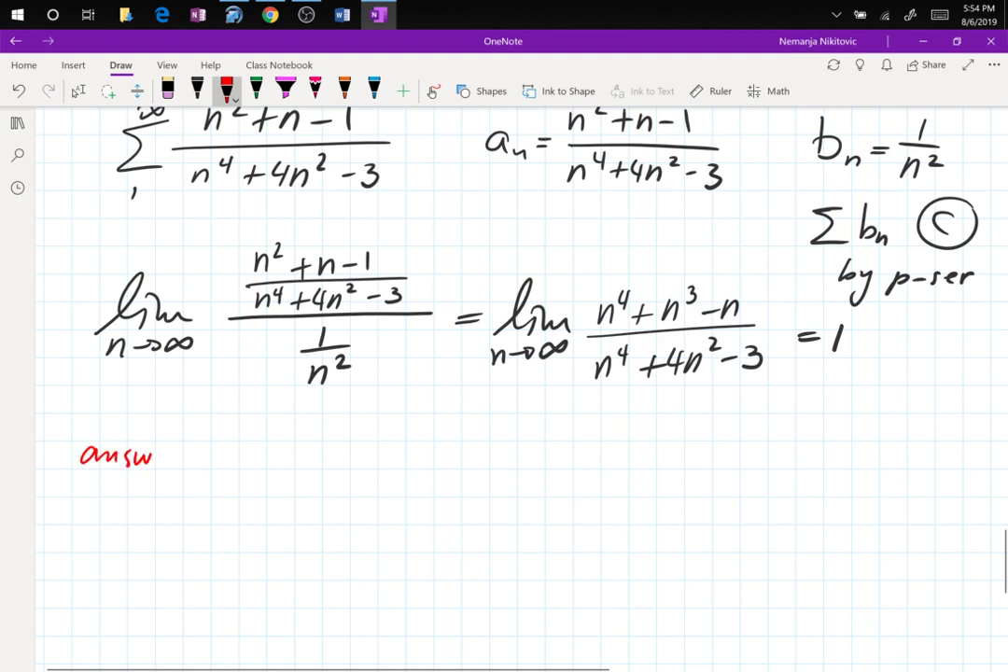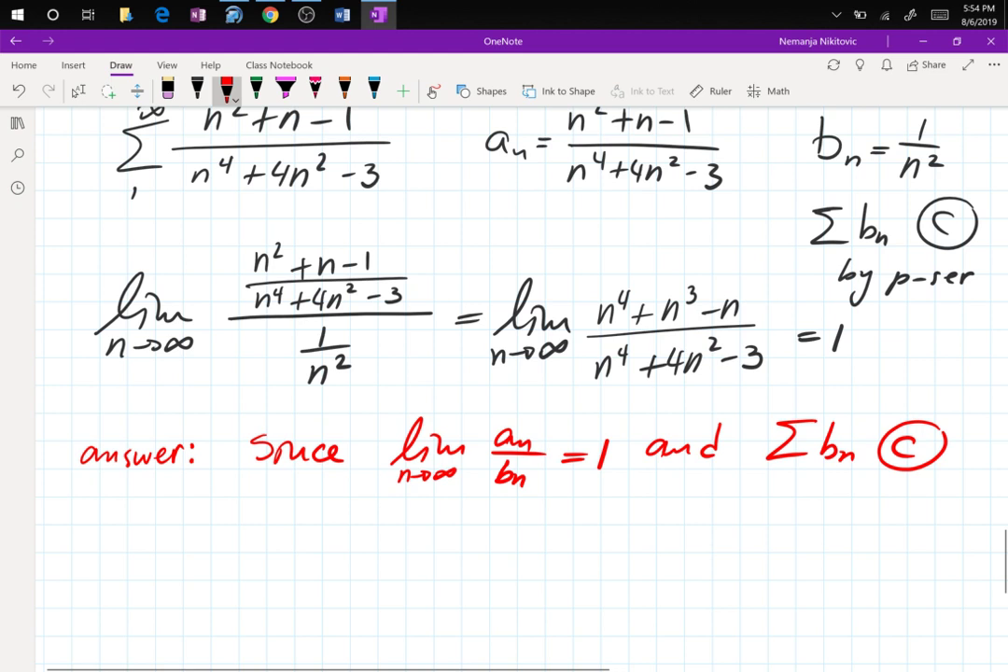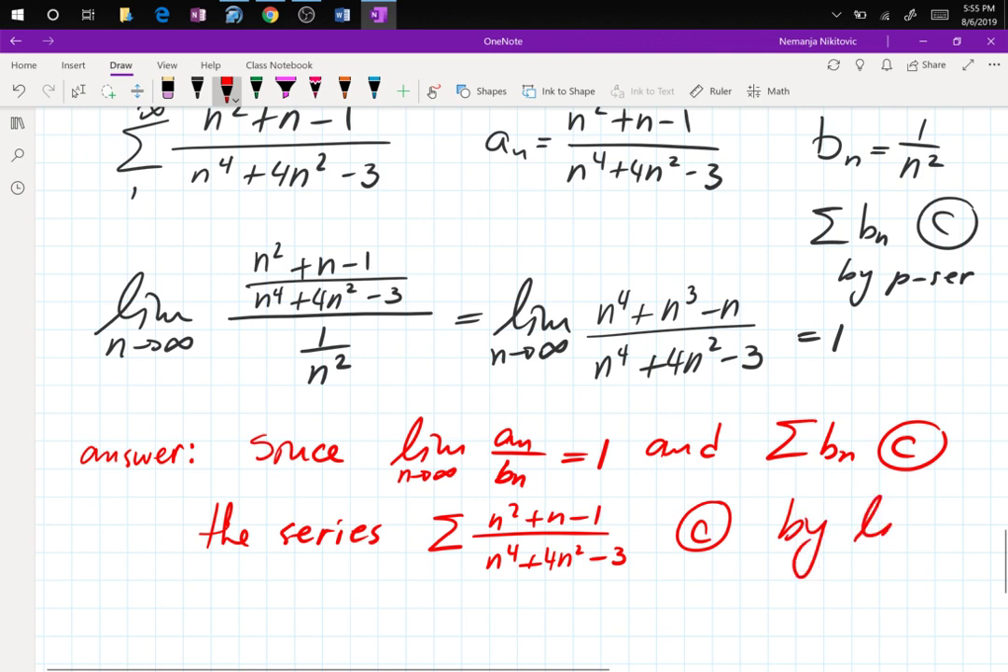So we write the answer, and the answer says, since limit of an over bn is equal to 1, and summation bn converges, the series summation of n squared plus n minus 1 divided by n to the 4 plus 4n squared minus 3 converges by limit comparison test.